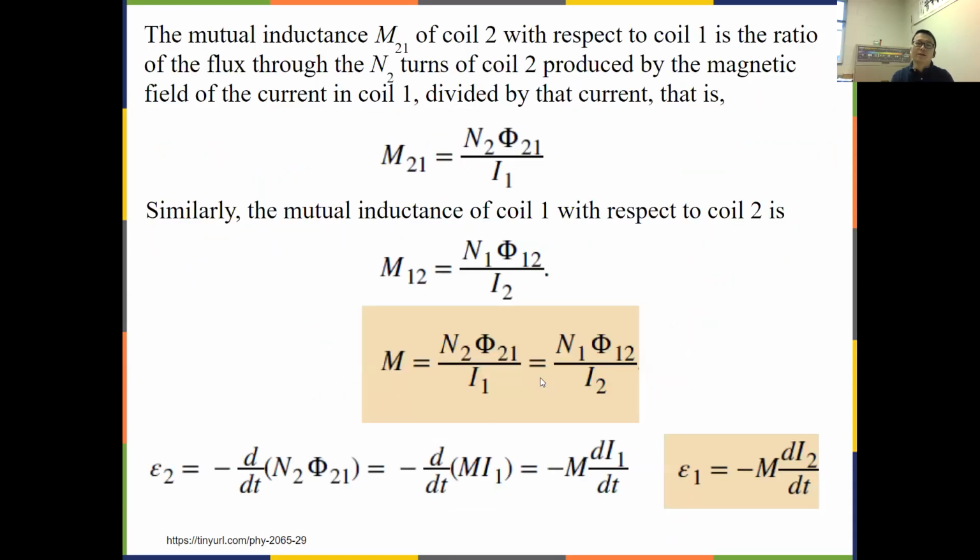Again, you can use the flux change divided by the current change, and then multiply by N turns of the coils for each of them. So you can calculate them differently using flux over current, either way. Or you can use the definition: epsilon 1 produced equals minus M di2 over dt. Or if you are looking at epsilon 2, then it's minus M di1 over dt, so either way.